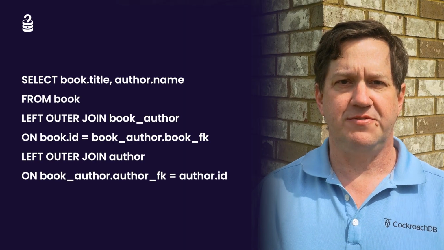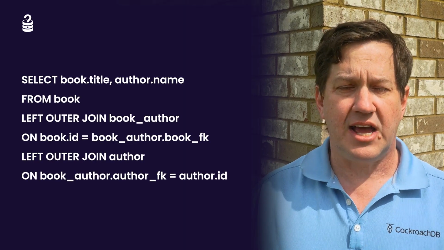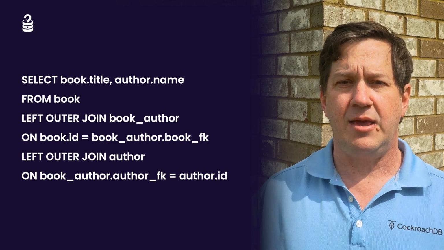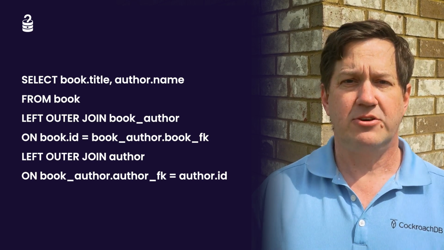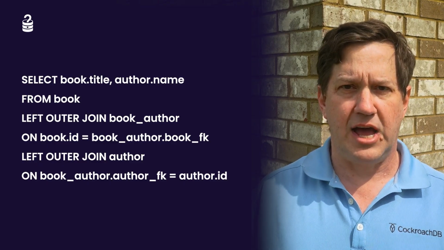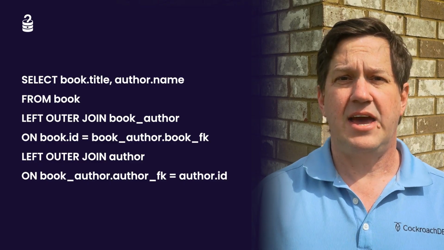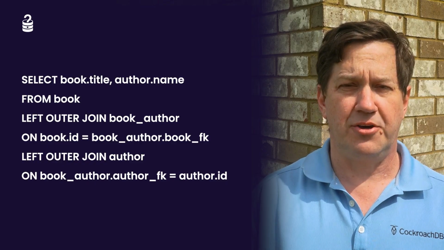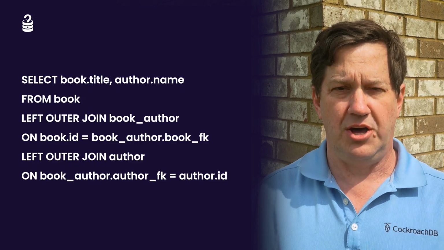To clarify the language of join statements, it's important to understand that left corresponds with the first table in any join clause. Now, remember this query from the previous video? Select book.title, author.name from book left outer join book_author on book.id equals book_author.bookfk left outer join author on book_author.authorfk equals author.id.